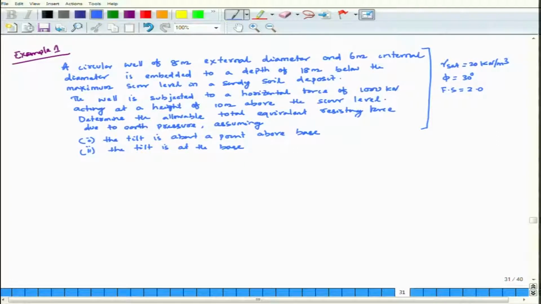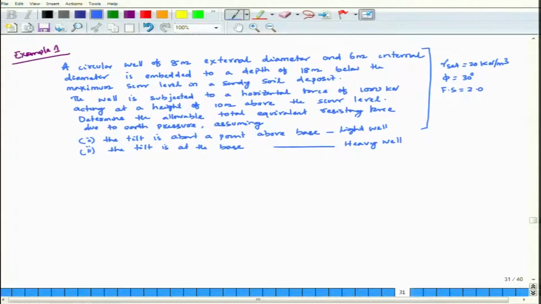What has been given? A circular well of 8 meter external diameter and 6 meter internal diameter is embedded to a depth of 18 meter below the maximum scour level in a sandy soil deposit. External and outer diameter is given. The well is subjected to a horizontal force, lateral force is given. So, the tilt is about a point above the base. What does it mean? For the first one, it is a case of light well. For the second one, it is a case of heavy well.